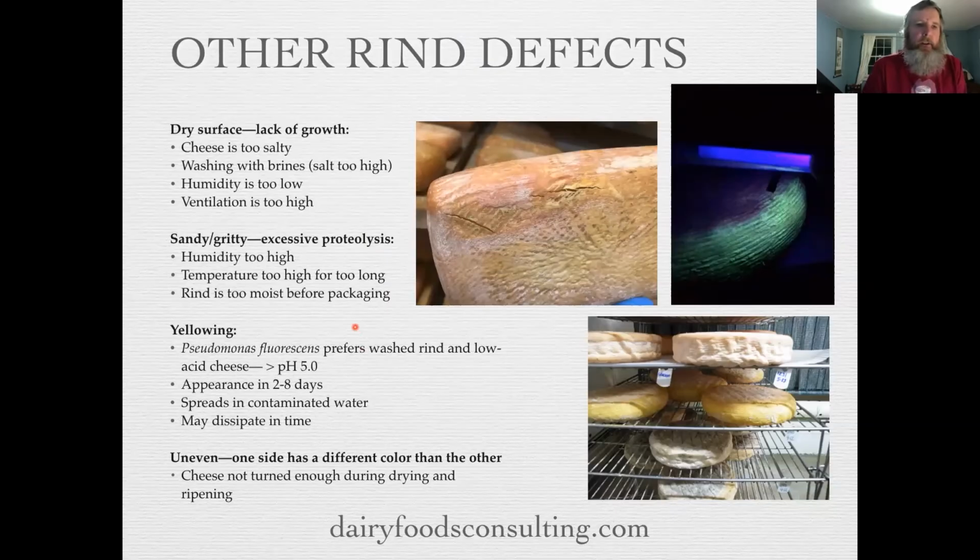Then we have sandy, gritty. So this is an indication of excessive proteolysis, the breakdown of protein on the rind. And this could be coming from too much humidity in the ripening room. And then also these high temperatures could cause the proteolysis to be accelerated. And that just means you're breaking down the caseins more rapidly, so you're liberating minerals and shorter strands of protein, and some of them crystallize. Some of the actual amino acids that are building blocks of protein crystallize. So when you get this crystallization, it causes that sandy or gritty quality.